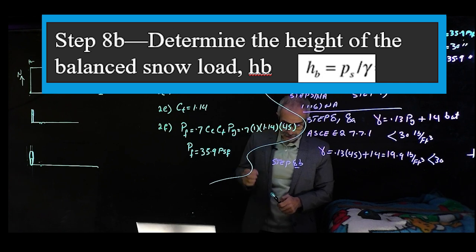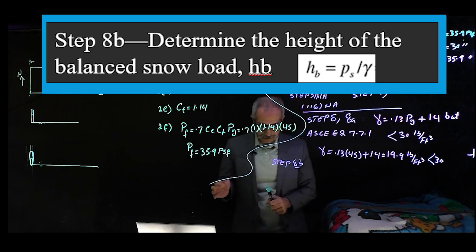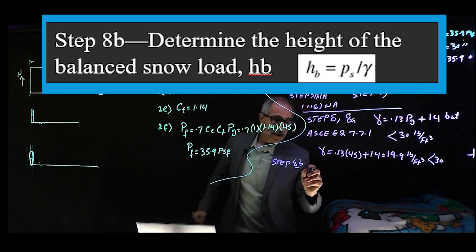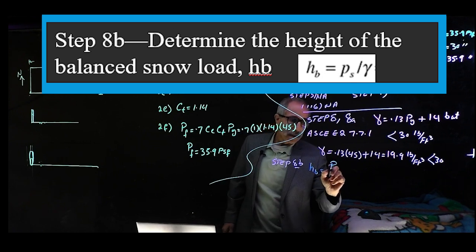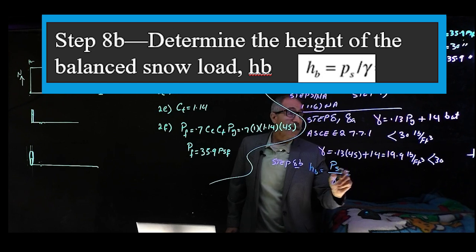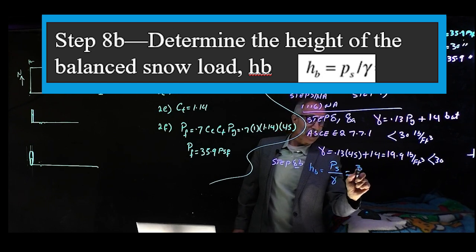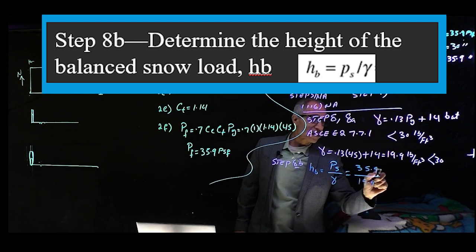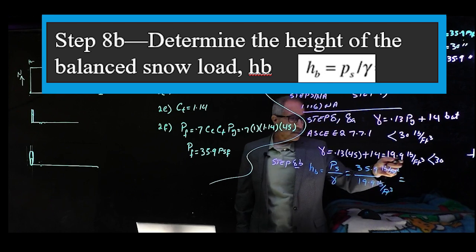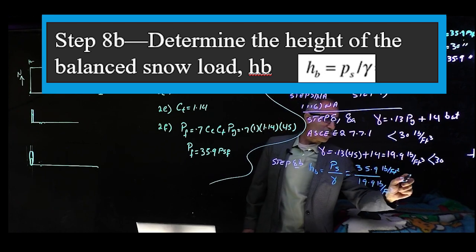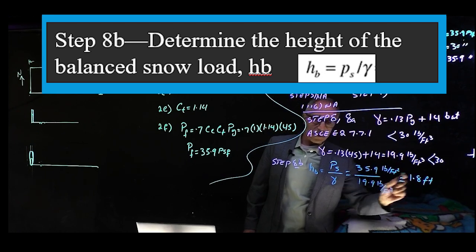It says determine the height of the balanced snow load, HB. We're looking for HB, and that's given by the equation PS divided by gamma. Our PS came out to be 35.9, and we divide that by the unit weight, gamma, which was 19.9. PS is in pounds per square foot and gamma is in pounds per cubic foot, so we get 1 foot left over, and that will give us 1.8 feet. So that is HB.